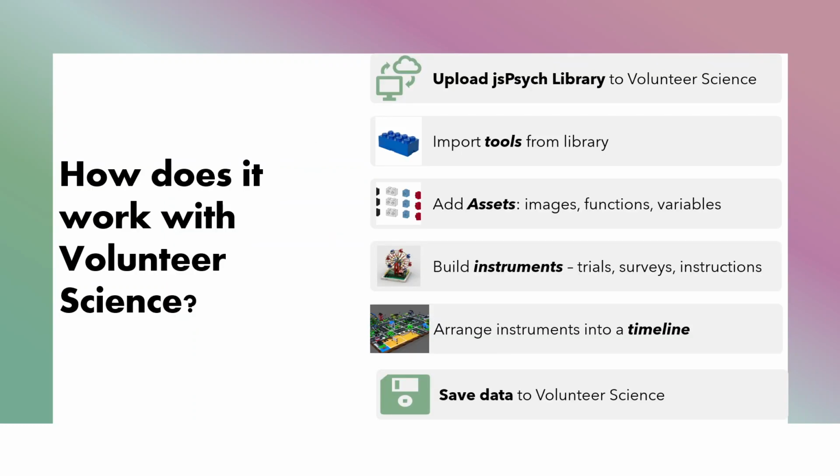How does this work within volunteer science? Volunteer science has a couple of different operating assumptions from jsPsych. jsPsych doesn't assume that you have a place to save data, for example, and so you have to figure out how data should be saved no matter where you are, no matter where you're using it. So with volunteer science, the first thing that you want to do is upload the jsPsych library to volunteer science. You theoretically can upload the entire thing. Very frequently, you do not have to upload the entire jsPsych library, but only certain files that you would need.